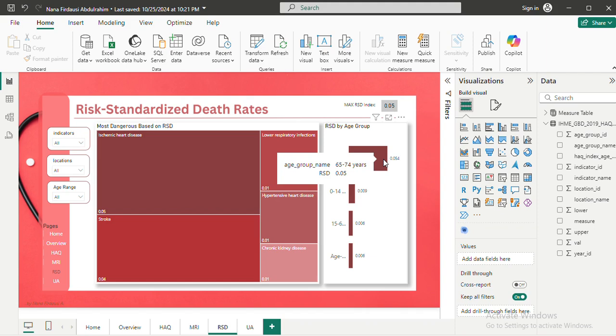I don't know if you understand that. Though I also don't understand the data set that much since I am not into health analysis, but I'm trying to explain to the best of my abilities. So let's go to the uncertainty analysis.